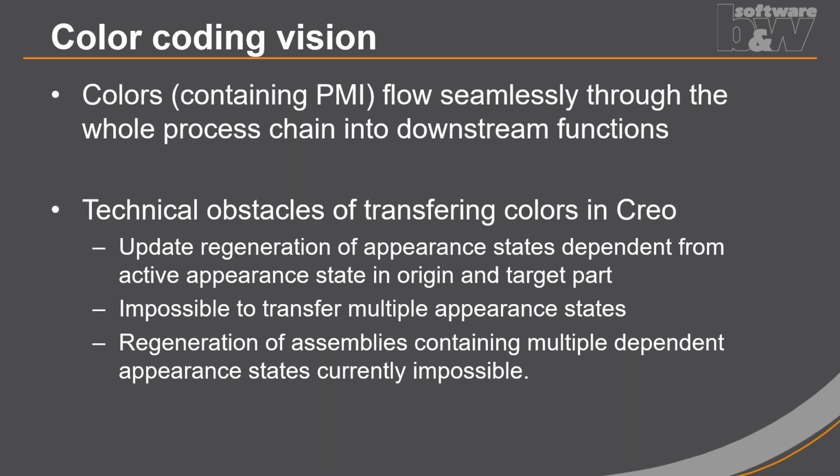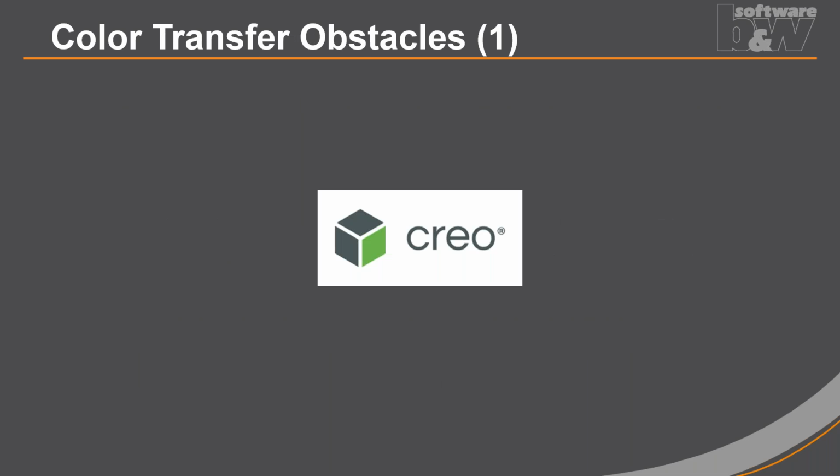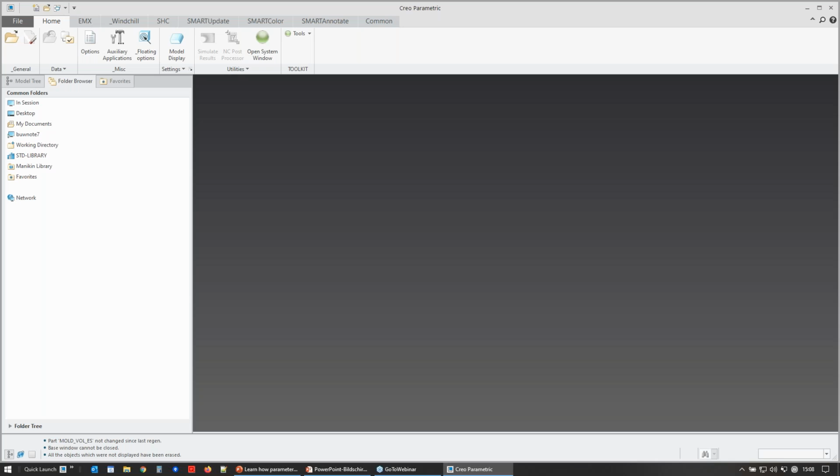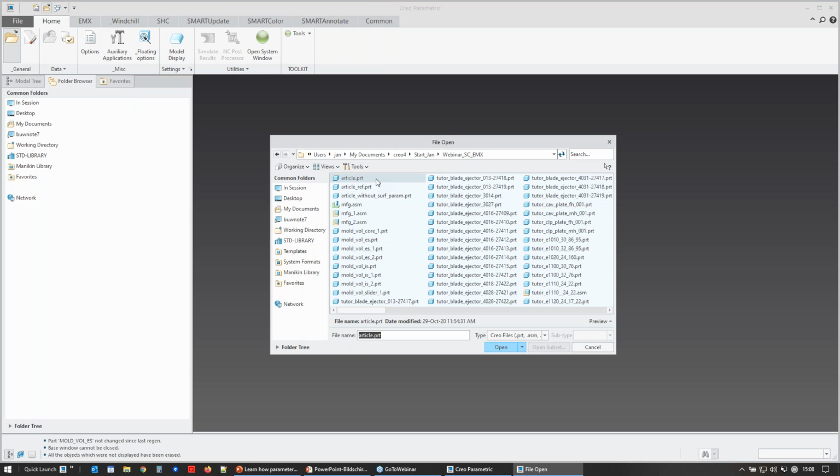Additionally, regeneration of assembly containing multiple dependent appearance states is currently impossible as well. So let's have a look at how this looks in Creo right now. So here you see my Creo screen. I open up the first part, the article part.